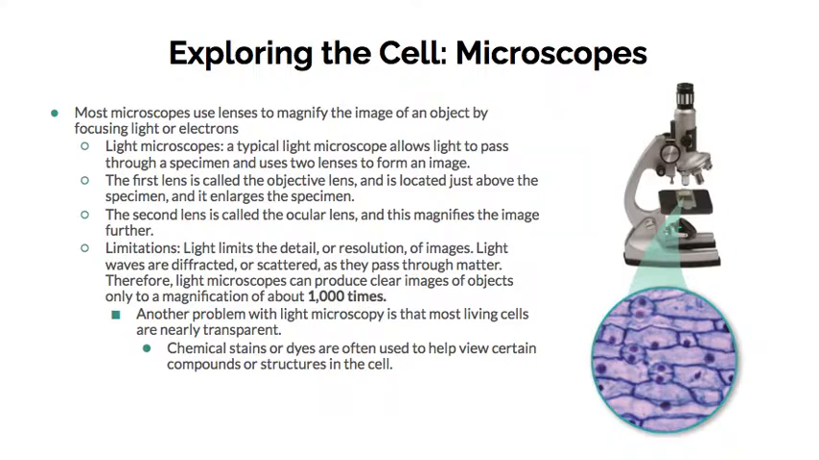Some limitations of light microscopes are that light limits the detail or resolution of the images. Light waves are diffracted or scattered as they pass through matter. Therefore, light microscopes can produce clear images of objects only to a magnification of about 1,000 times.